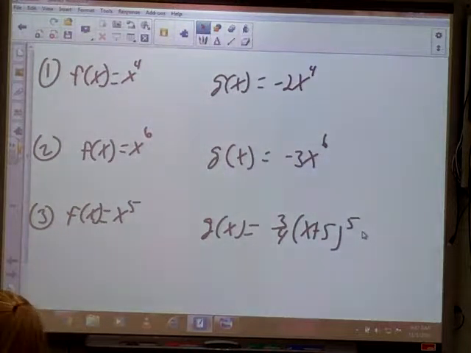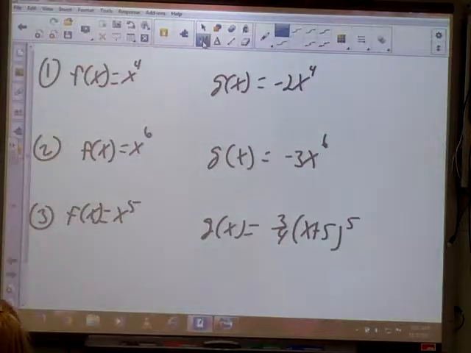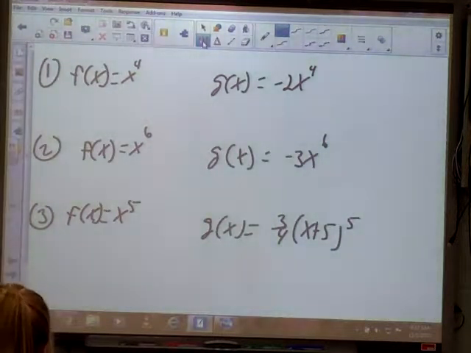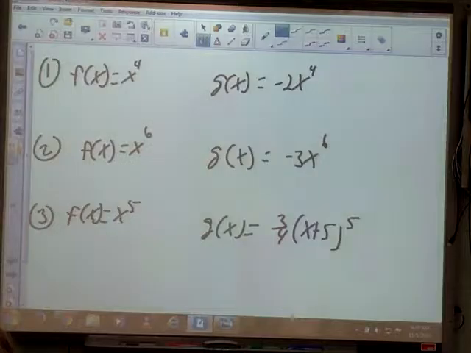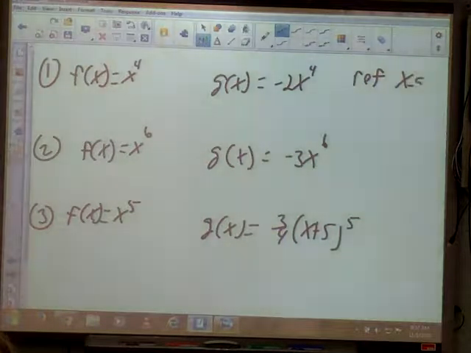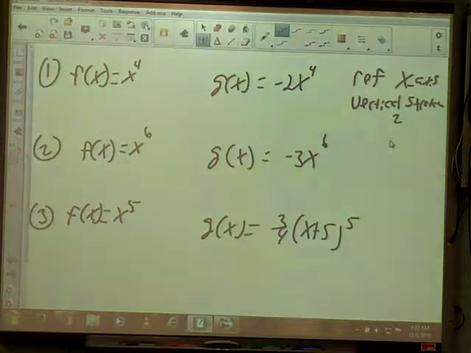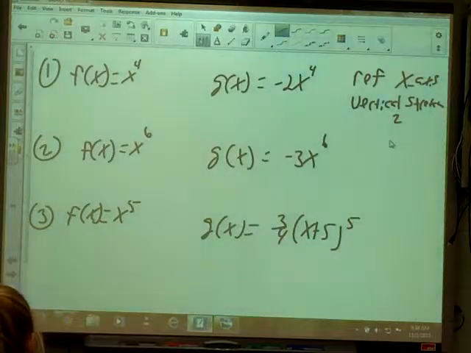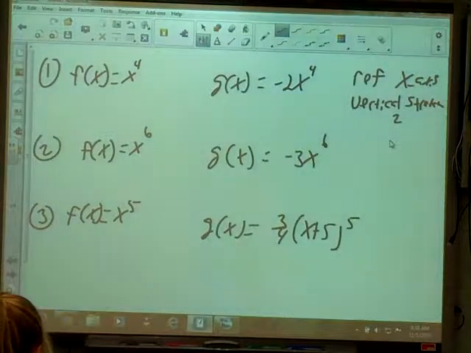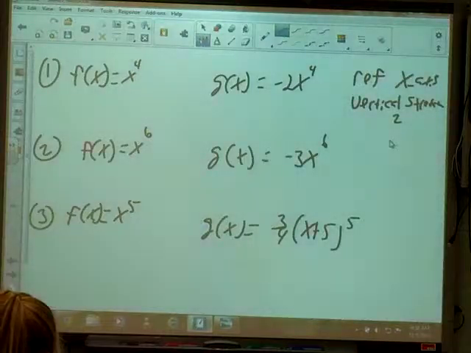Good? Alright, what happened to number 1, Macy? A reflection over the x-axis and vertical stretch. Alright, she said reflection over the x-axis. And she said vertical, look up now, stretch by 2. You good on that? Alrighty, so number 2, then, if you got number 1 right, you ought to get number 2 right. I just changed the numbers on it.